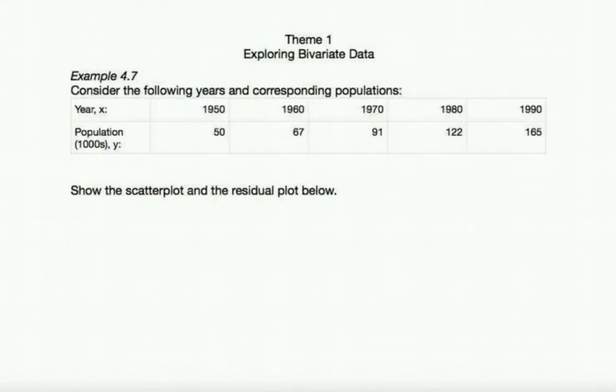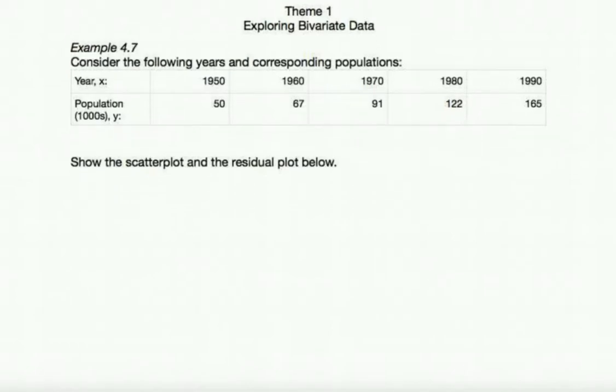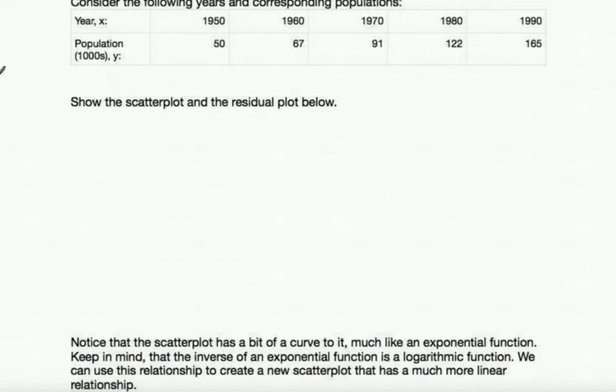So, in example 4.7, it says, consider the following years and the corresponding populations. You've got your years, X: 1950, 60, 70, 80, and 90. Then you've got your population in thousands, which is your Y values, of 50, so 50,000, 67, so 67,000, and so on and so forth. The first thing it asks you to do is to show the scatter plot and the residual plot below.